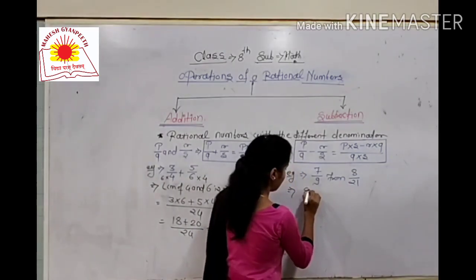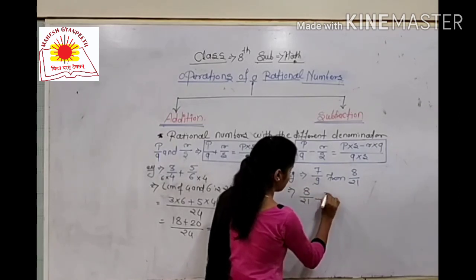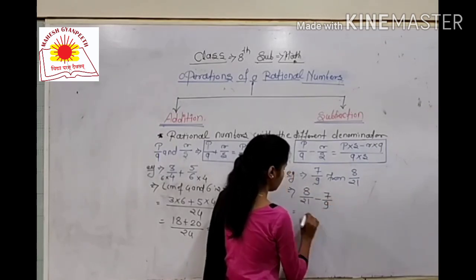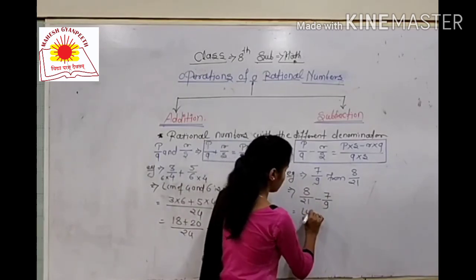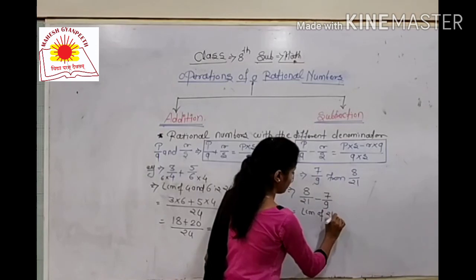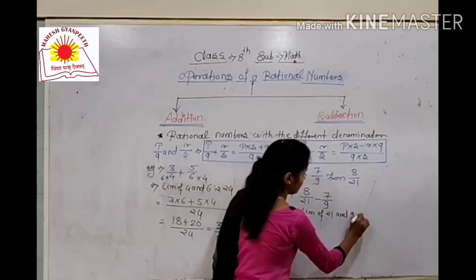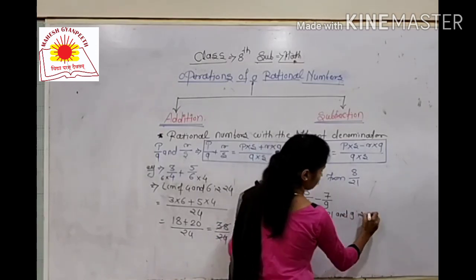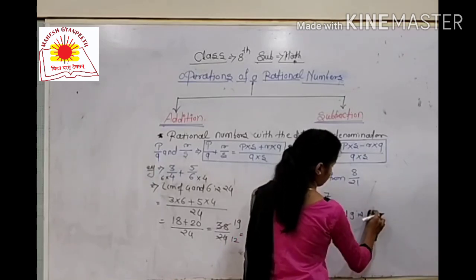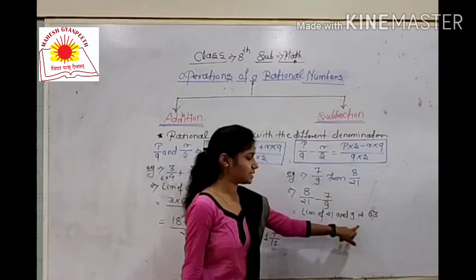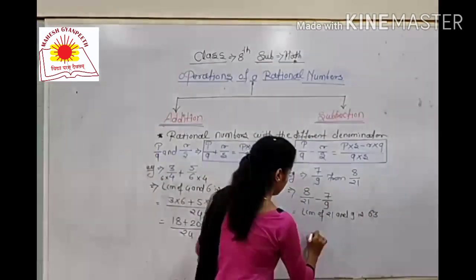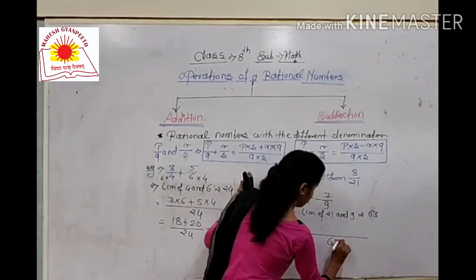Then what is that? 8 upon 21 minus 7 upon 9. First you have to arrange here: 8 upon 21 minus 7 upon 9. Now we have to use the LCM of 21 and 9. What is that? The LCM of 21 and 9 is 63. Now write down the 63 here.